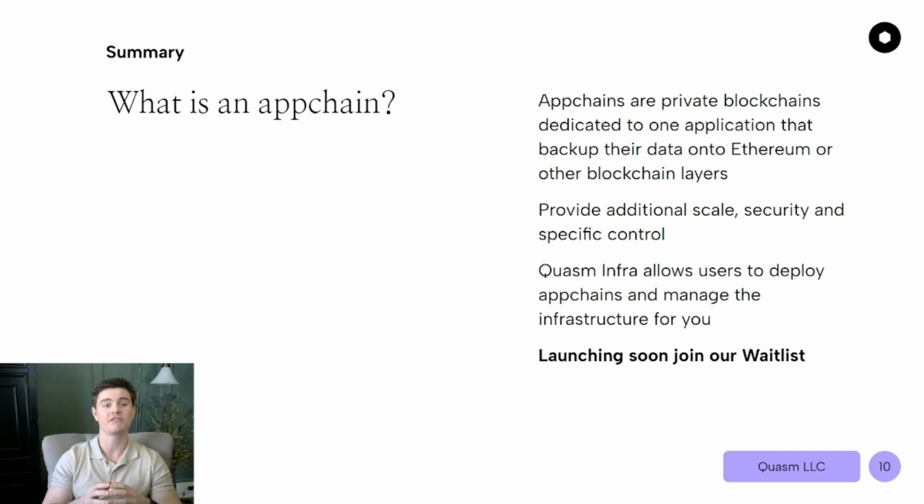In summary, what is an Appchain? Again, an Appchain is kind of like a private blockchain, if you will. It can be open, it can be public, but it can also be run private. It's an individual blockchain where you deploy one or a few applications. This provides additional scale, security, and specific control over the Appchain. And finally, Quasm Infra is going to be hosting those for the developer, for the user, et cetera.